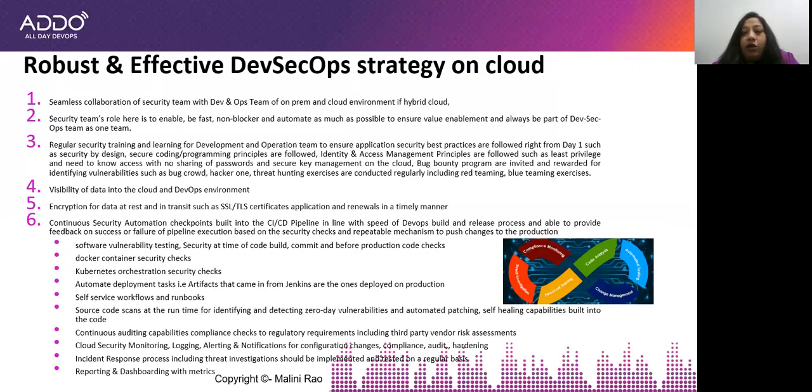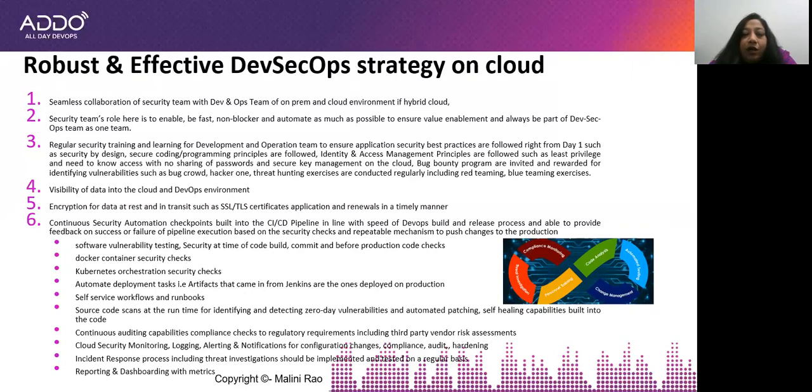Then continuous security automation checkpoints should be built into the CI/CD pipeline, which I mentioned in the introduction of DevSecOps, that it should be security as code. So you should have all the checkpoints built within your CI/CD pipeline in line with the speed of DevOps, because you don't want them to slow down the build and release process. And then your feedback should be immediate, so that you have success or failure of your pipeline execution based on the security checks, and a repeatable mechanism to push changes to production. So all this should be built into the CI/CD pipeline.